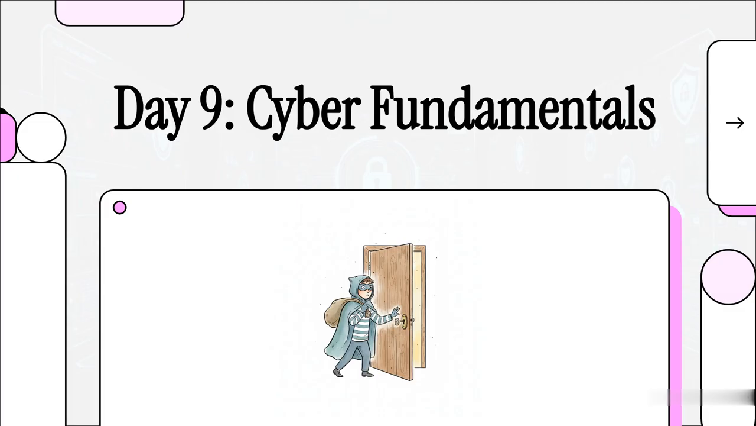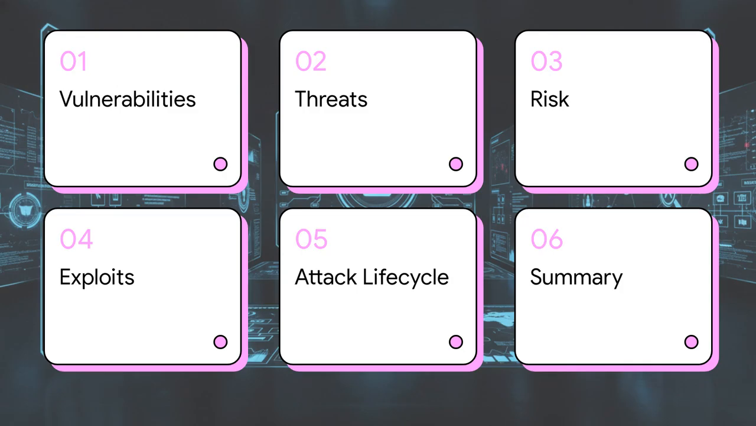Here is our tactical briefing map for today. We'll start with understanding vulnerabilities, move right into threats, and then calculate how those combine into risk. From there, we'll look at exploits, map it all out in the cyber attack lifecycle, and finish up with a rapid-fire Day 9 summary. Let's jump right in.